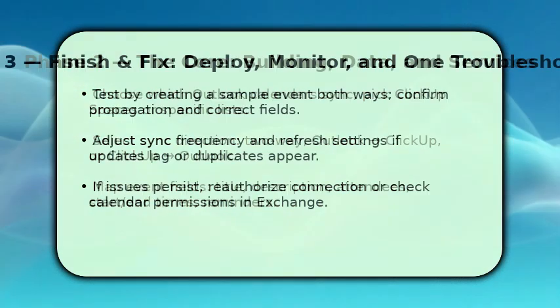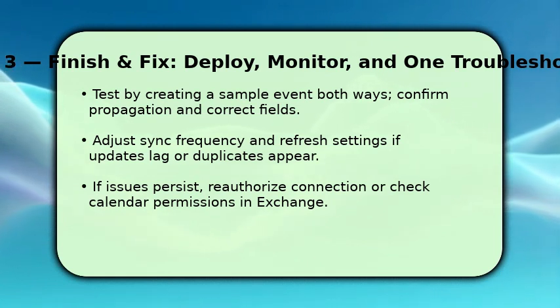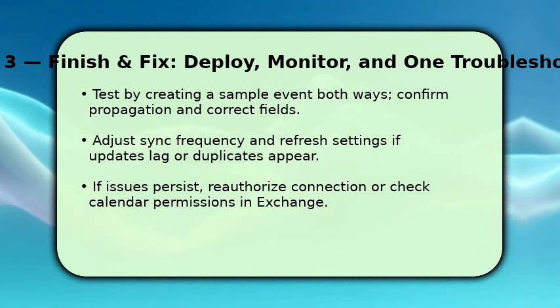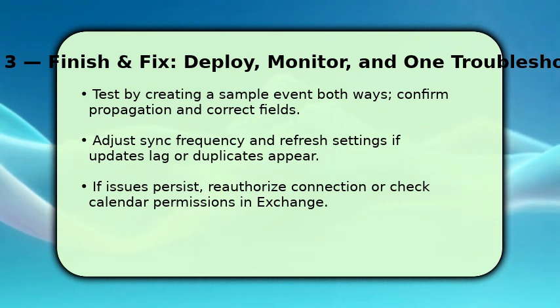Create a sample event in Outlook and one in ClickUp, then verify both appear with correct times and details. If updates lag, make sure sync frequency or refresh intervals are set appropriately and look for duplicate rules. Once done, finalize by enabling any desired notifications and saving your mapping.